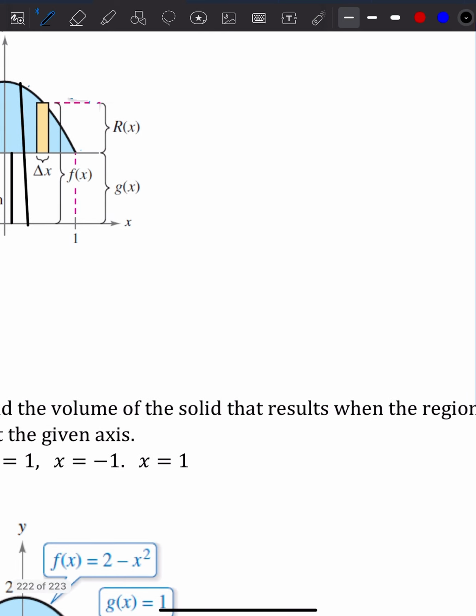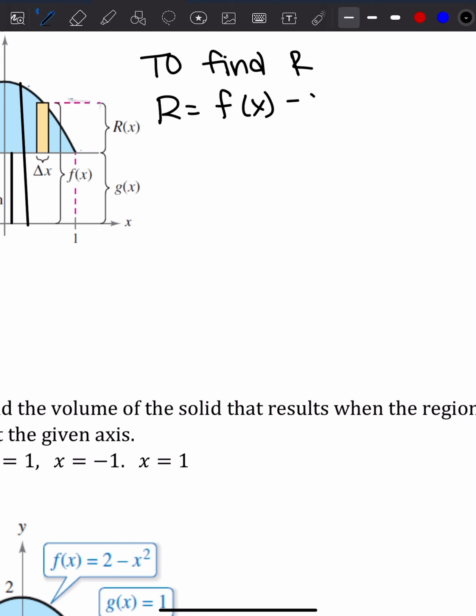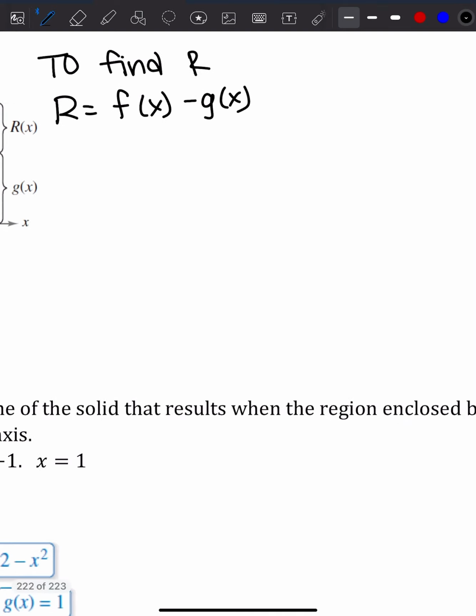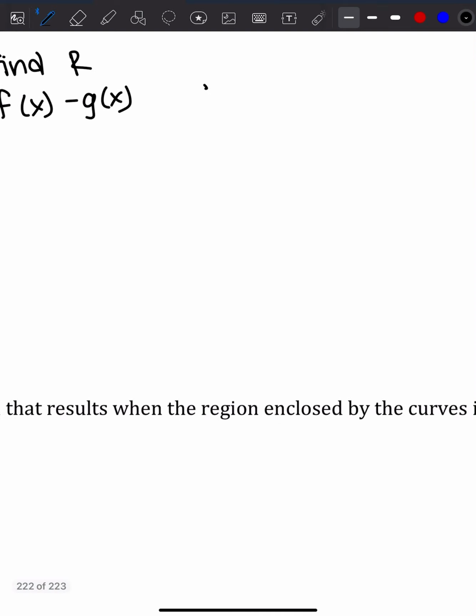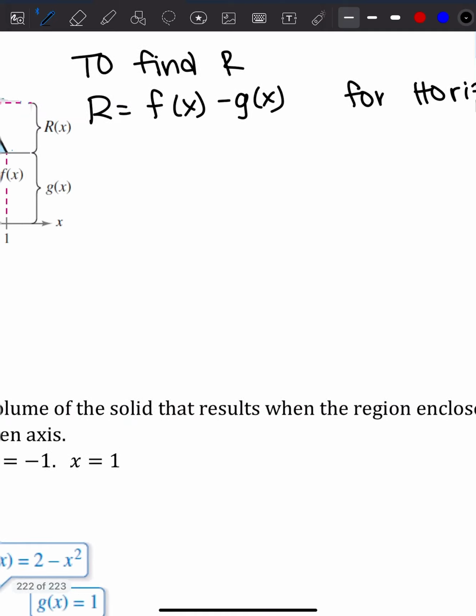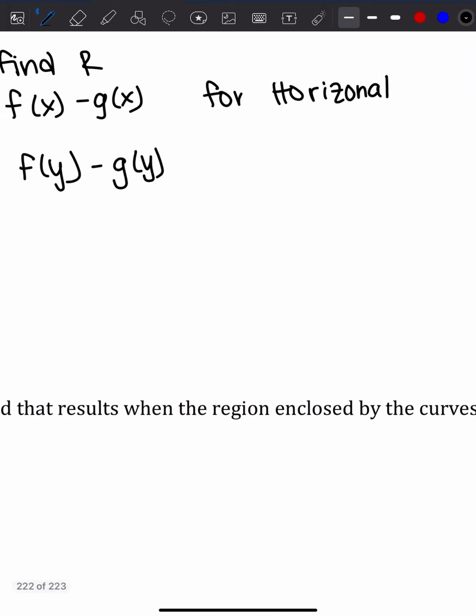So in order to find r, we are still going to do f of x minus g of x, top minus bottom. So for horizontal rotation, we're going to do f of y minus g of y, that rightmost equation minus our leftmost equation for vertical.